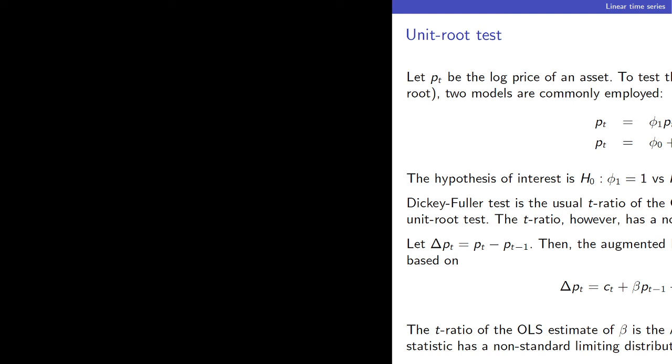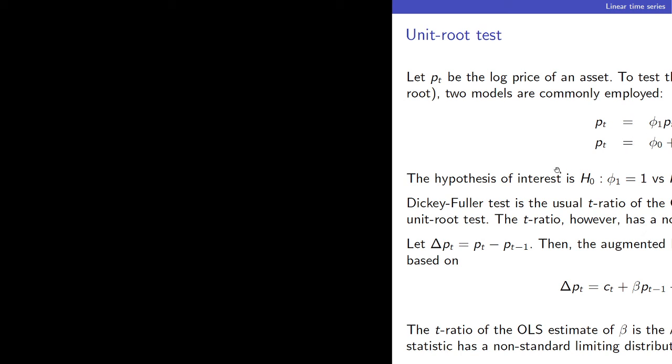So we have talked about unit root. There's a test for that. So we're going to let p_t be the log price of an asset. To test that it is not predictable, which is exactly the same as having a unit root, two models are commonly employed. Like this one depending only on phi 1, and the other one where we just add the drift. This is without drift, this is with drift.